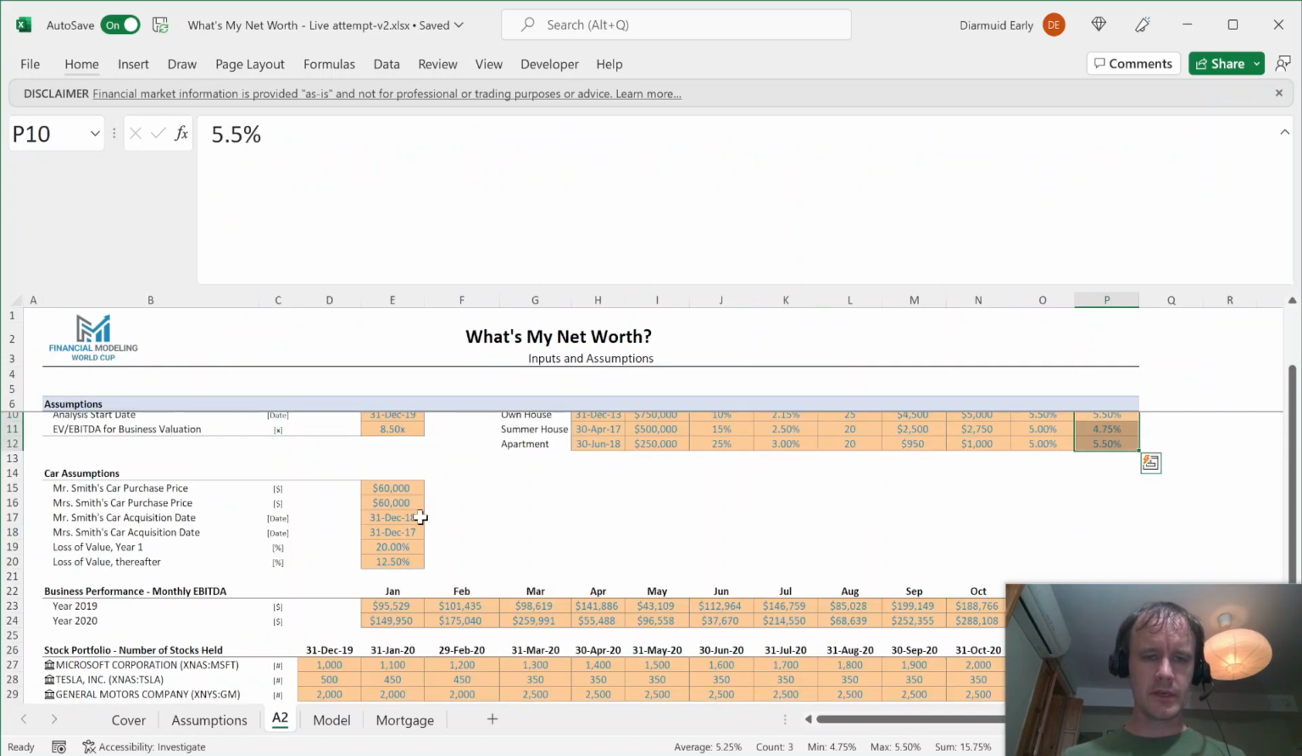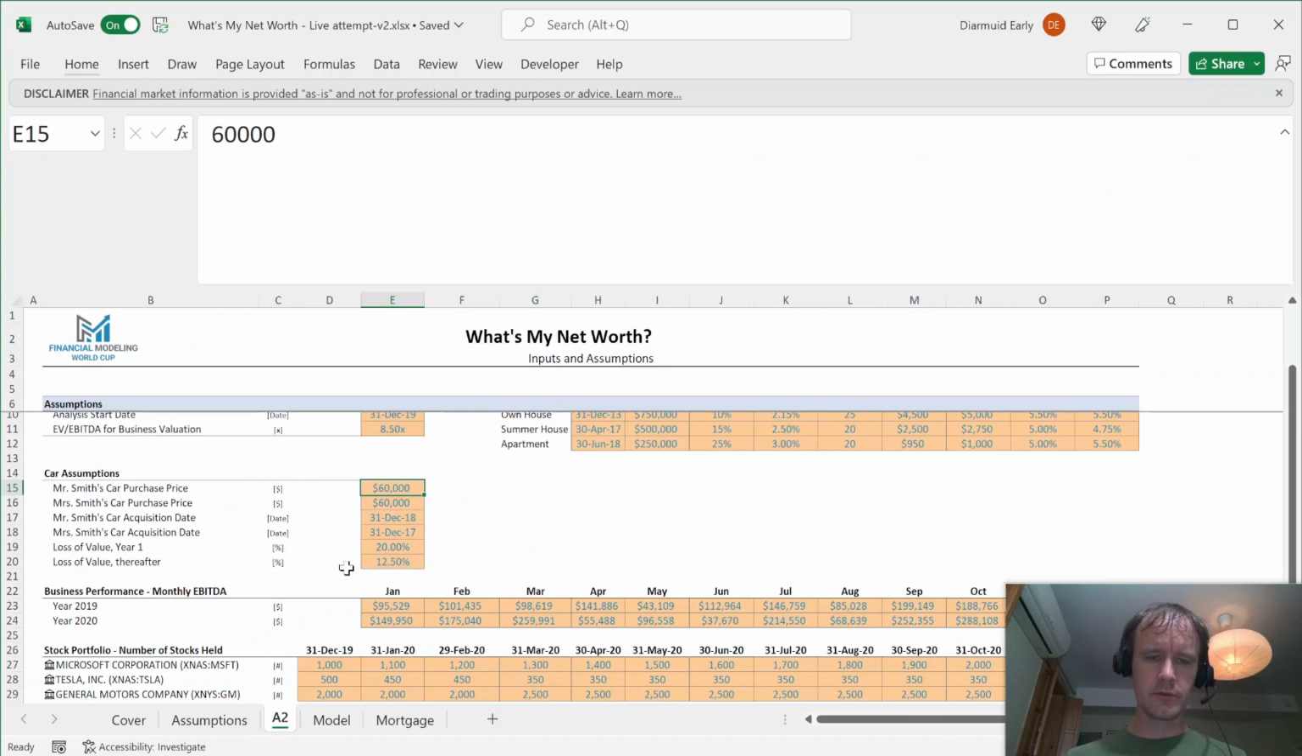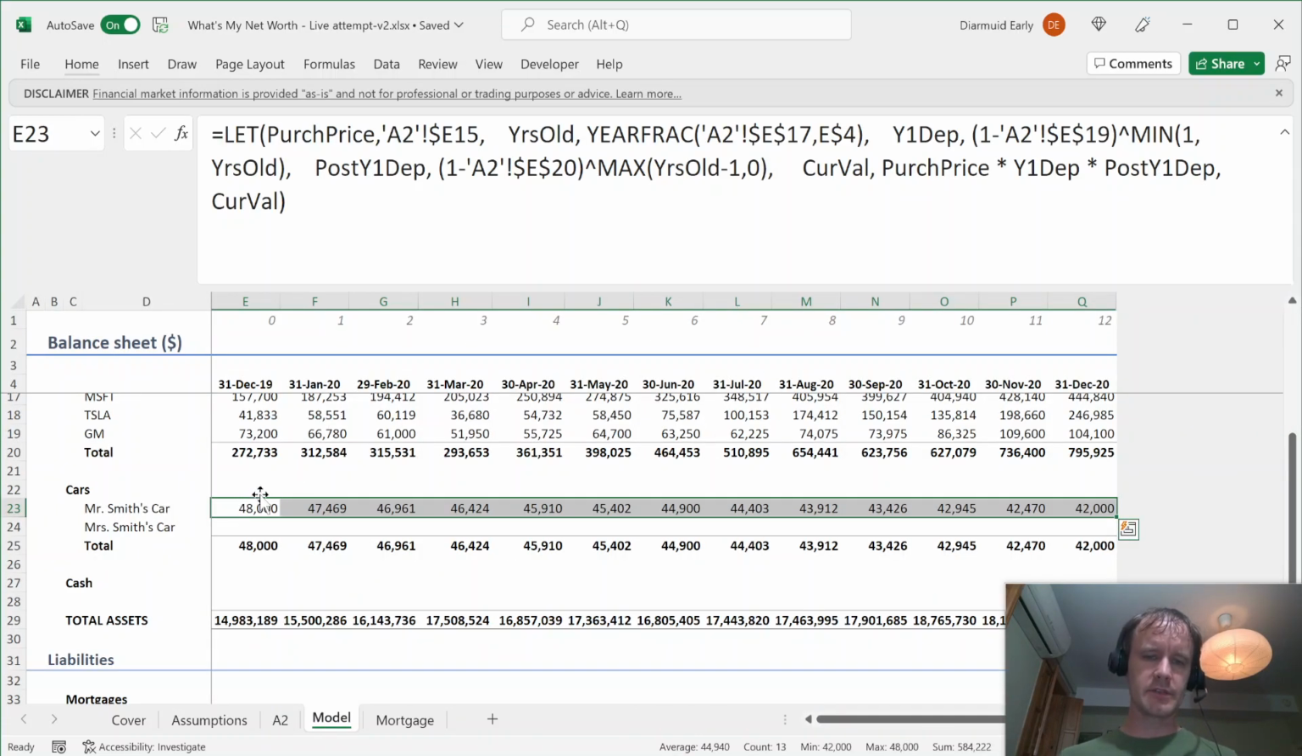And so we see Mr. Smith's car, which again is exactly 1 year old, loses 20% of value in the first year, so you'd expect it to be down to 48k, and it is. And by the end of another year, you'd expect it to lose 12.5%, which is another eighth of its value. So an eighth of 48,000 is 6,000, gets down to 42,000, exactly what you'd expect.